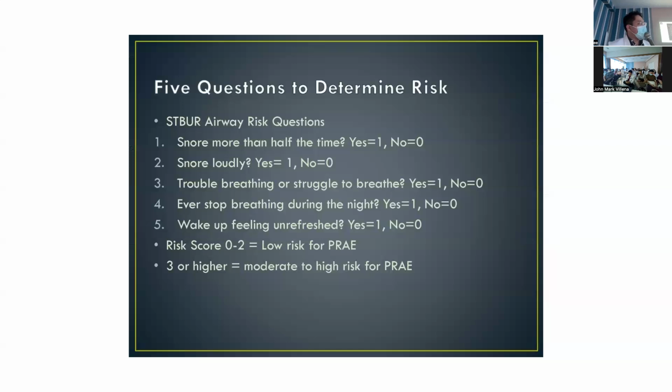There is also one for pediatrics, with risk questions: if the patient snores more than half the time, snores loudly, has trouble breathing or struggles to breathe, ever stops breathing during the night, wakes up feeling unrefreshed. For the interpretation, a score of 3 or higher is for PRAE, perioperative respiratory adverse event.